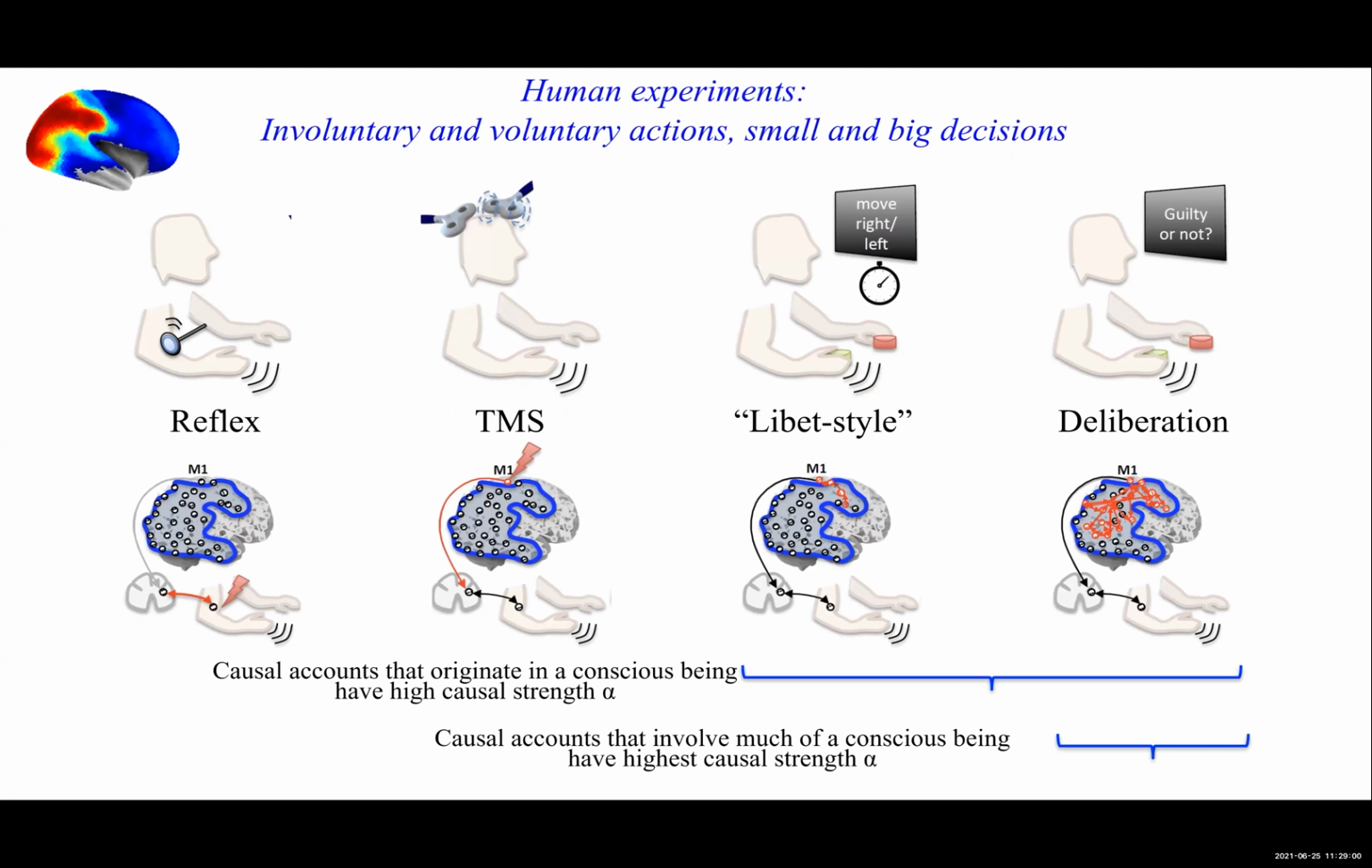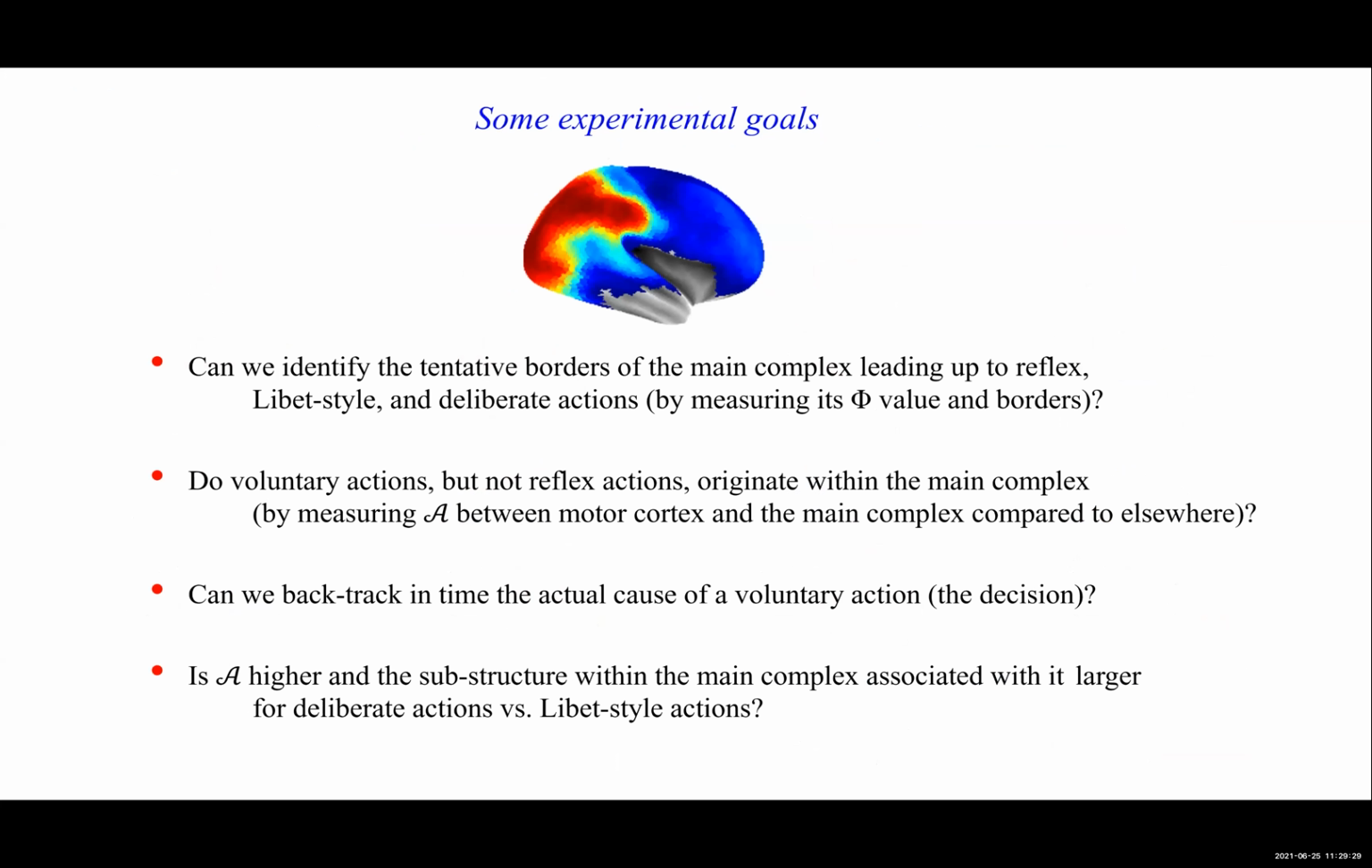But ultimately what can, I think, in principle be done is, in terms of human experiments, ask the kind of question you have been asking, about involuntary and voluntary actions, small and big decisions, what I call, Libet style, trivial, if you wish, or arbitrary and deliberate decisions, and look indeed at the brain. And in essence, whether it's a reflex or a TMS-induced movement or a sort of trivial decision or a deliberation, the questions become, in principle, tractable.